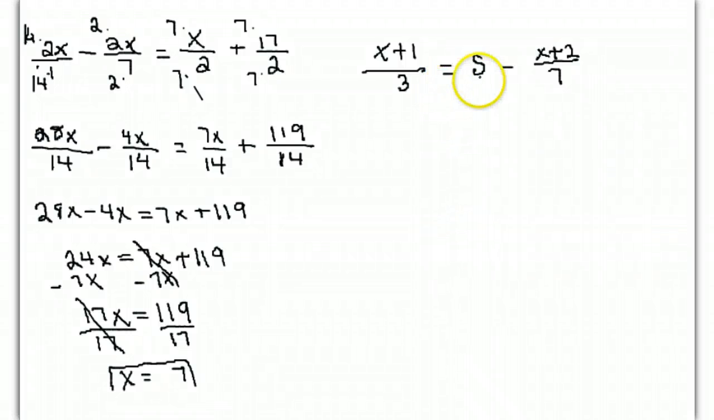So what's the first thing? You do 5 over 1. Now you look at all the denominators and find the common denominator. What times 3 will give you 21? So you multiply top and bottom times 7.